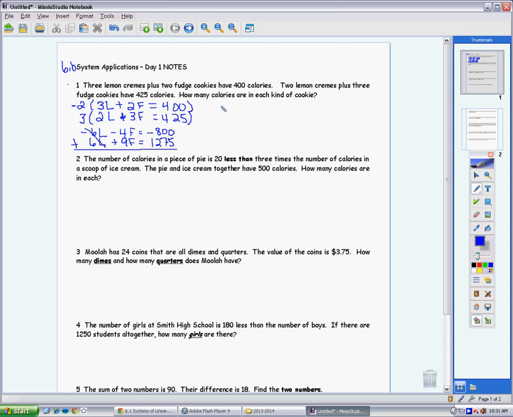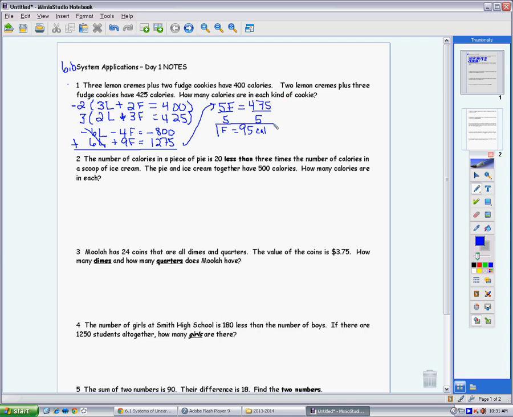So negative 4 plus 9 becomes 5F, coming back up here to the top, and 1275 minus 800 is going to equal 475. Then I'm going to divide by 5 because I want to find out how many calories each fudge cream has. So my fudge cookies have 95 calories apiece. 95 calories.